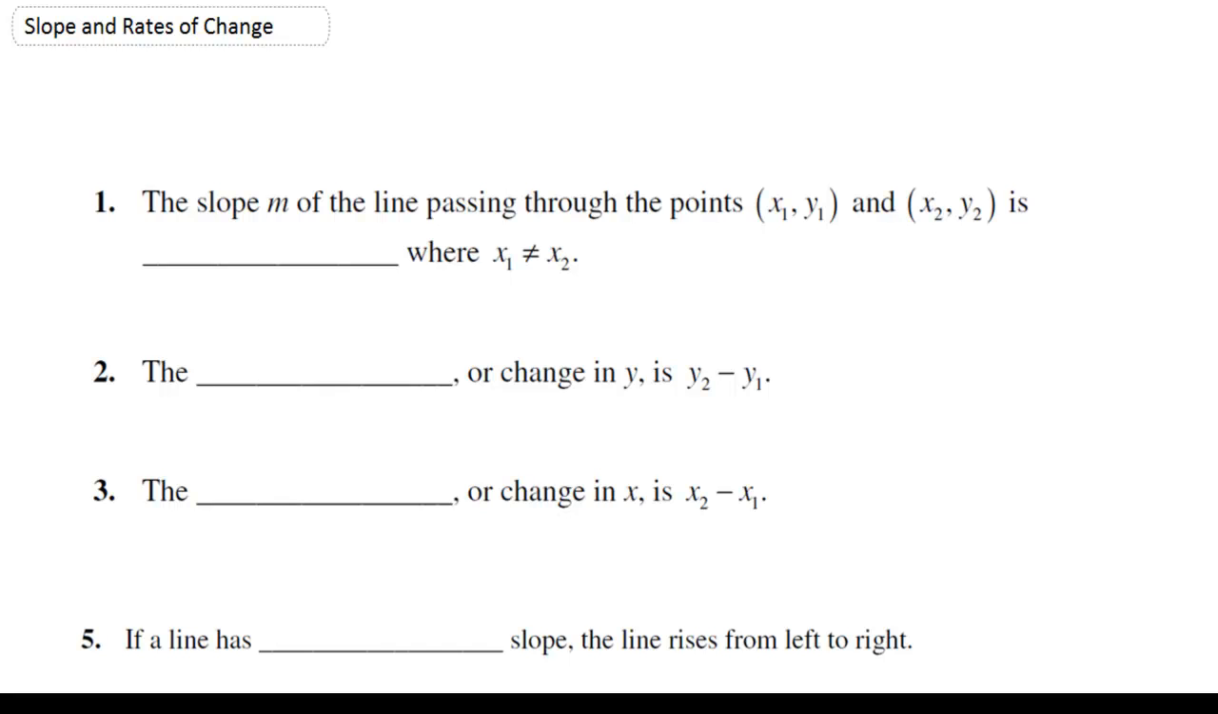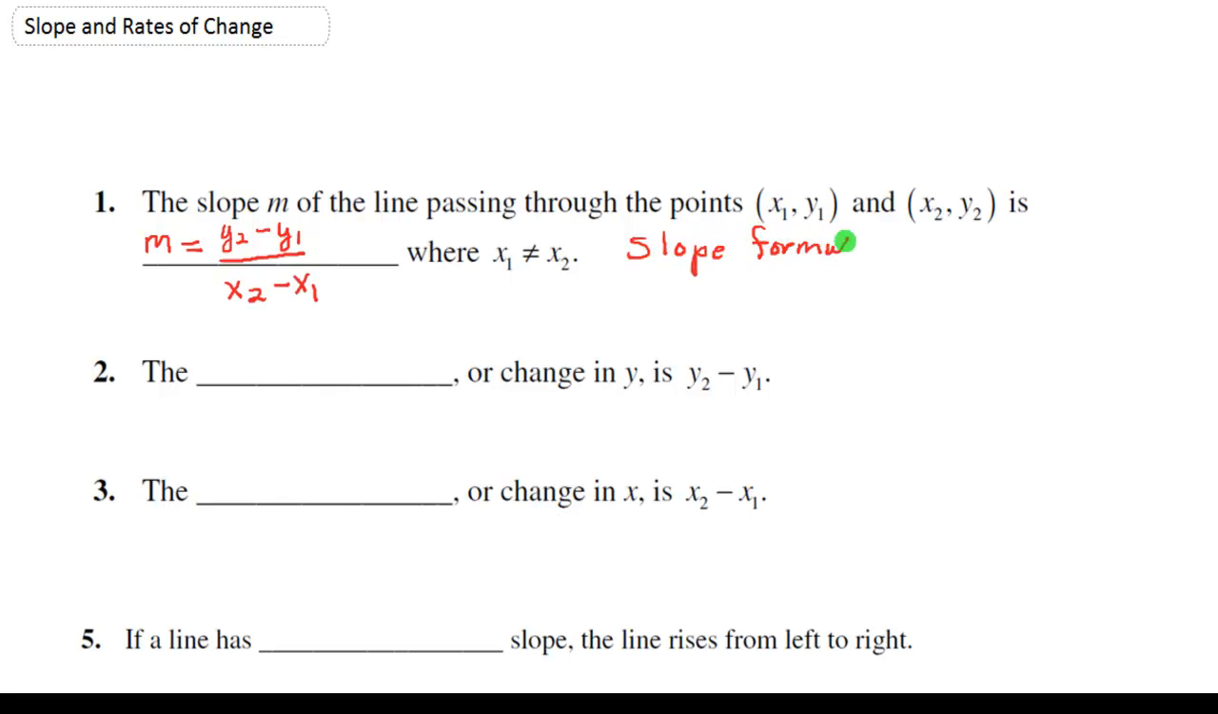In this section, we're going to talk about slope and also about slope as a rate of change. So here's some things for your notes. The slope m of the line passing through the points (x1, y1) and (x2, y2) is m equals, you're going to subtract the y values, so y2 minus y1, over, and then subtract the x values, x2 minus x1. And this formula is called the slope formula, so you want to have it handy in your notes.